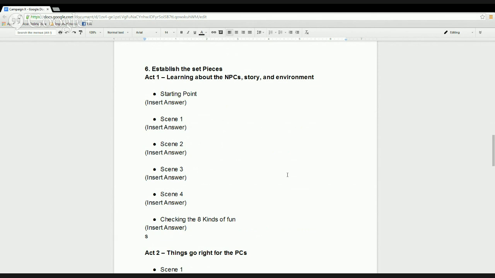Maybe battle goes longer, maybe a talking one goes shorter, but a scene is an event that happens that you can think of is going to take about an hour's time at the table. Some scenes might be longer, some scenes might be shorter, but that's what we're going to go for. And we're going to go step by step. So, our first act of our story, and this is important, the first act, the first play session, is learning about the NPCs, the story, and the environment. You are teaching your players about these aspects.